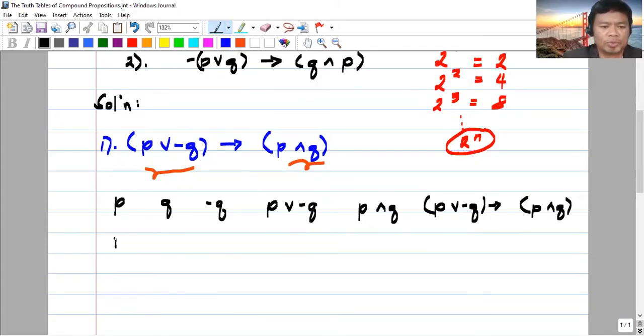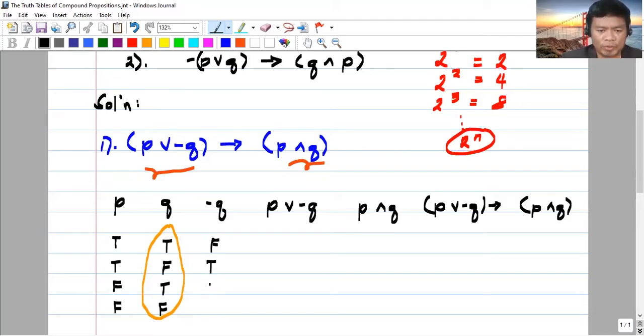We have true, true, false, and false. And proposition Q should be answered by true or false alternately. So we have true, false, true, and false. So the negation of Q is focused here. We take only the negation of Q. The negation of true is false. The negation of false is true. The negation of true is false. And the negation of false is true.